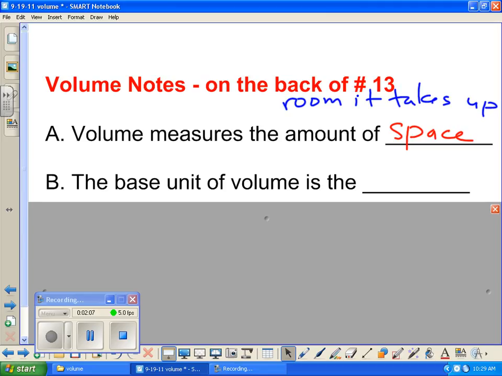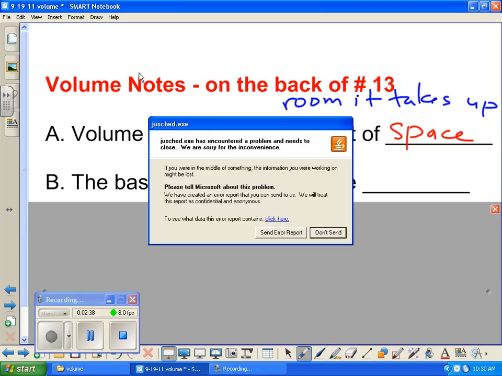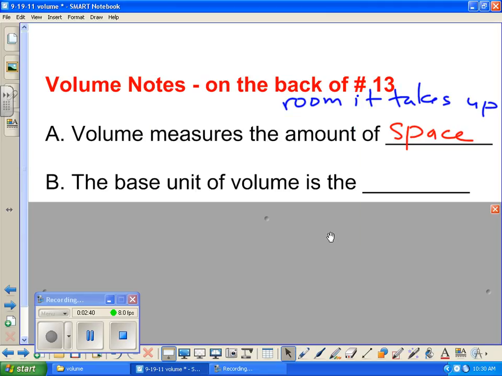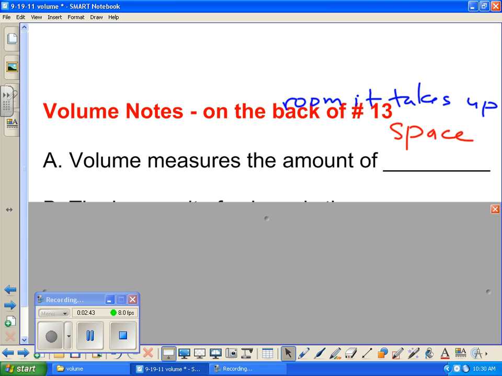We always got base units. Base unit for distance is meter with an M. Base unit for mass was gram with a G. What's left here, folks? What might we measure volume in? Page says maybe the base unit. Kyle says maybe it's the liter with an L. Thank you.